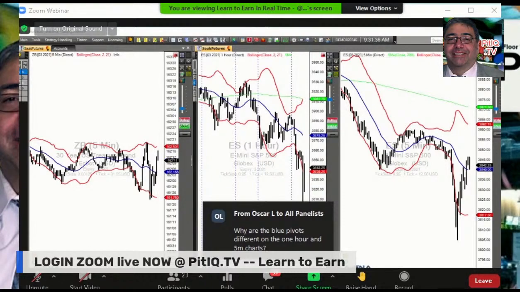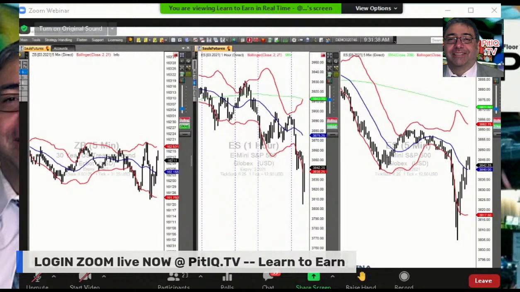Because the averages on the bars are different, the blue bands react differently. The blue band average on the bars and the hourly average on the bars are different than the 5-minute average on the 5-minute. That's why the blue bands have different areas of interest.